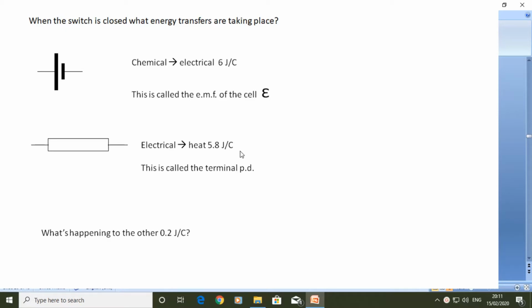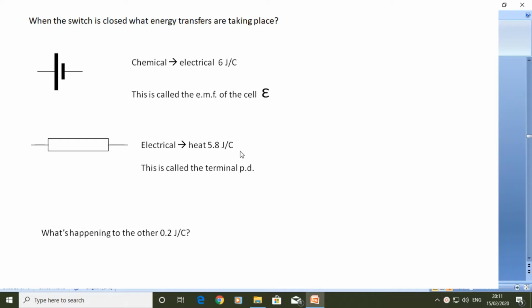Okay, so explaining it, when the switch is closed, what energy transfers are taking place? Well, in the cell, chemical energy is changing into electrical energy, and if it's a 6-volt cell then that's 6 joules per coulomb, and that's called the EMF of the cell, the electromotive force. The EMF of the cell, which has this symbol squiggly E, is the total energy transferred per coulomb from chemical to electrical.